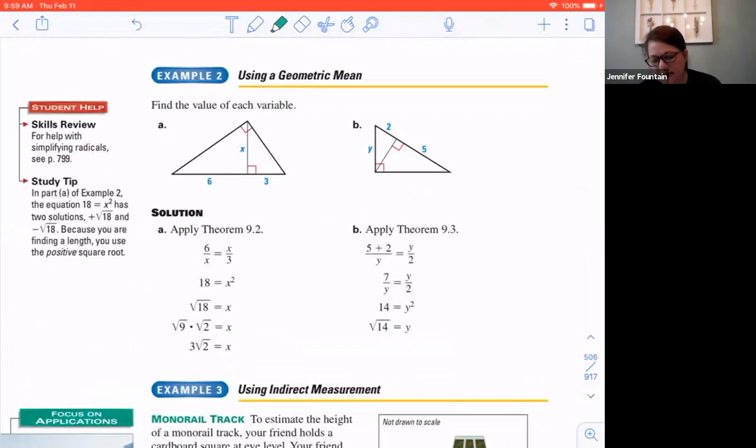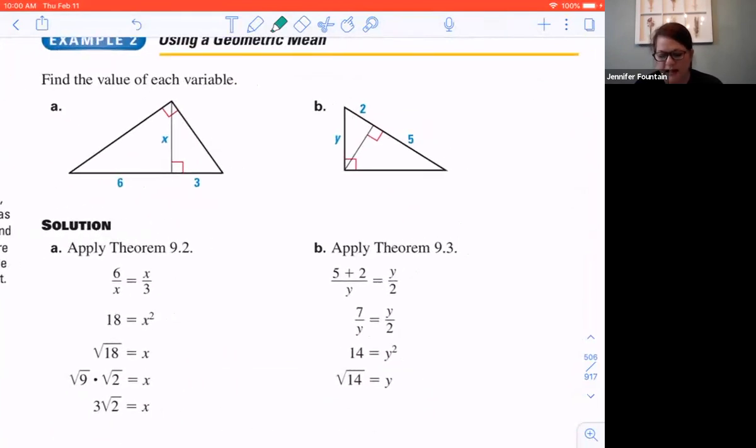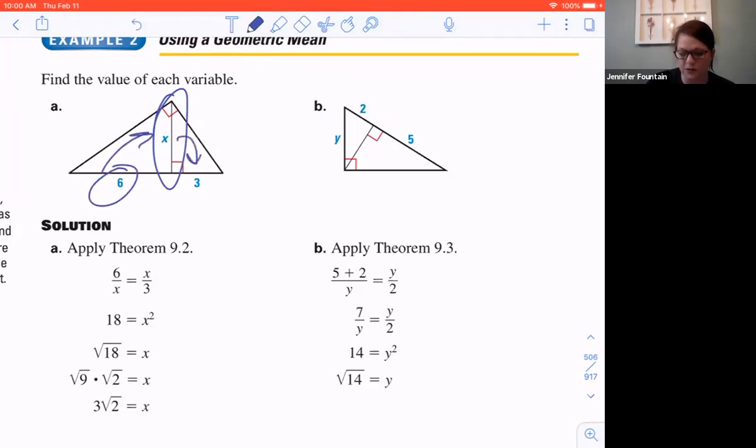So let's go ahead and look at these examples. We're going to have to use the geometric mean to find the value of each variable. So remember, we just talked about how that is going to be my geometric mean. When I see that altitude and I see a number by it, I know that I can take this number over that number is equal to the altitude over the other segment.